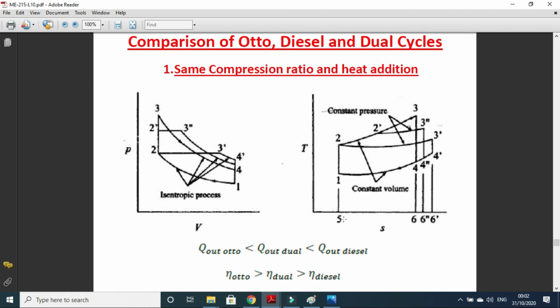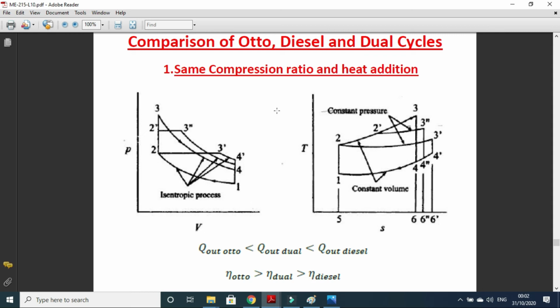So area under the process curve, like from 5 to 2, 2 to 3, 3 to 6, this is the heat addition for Otto cycle. 5 to 2, 2 to 3 dash, 3 dash to 4 dash, and 4 dash to 6 dash, this is the heat addition for the diesel cycle. 5 to 2, 2 to 2 double dash, 2 double dash to 3 double dash, 3 double dash to 4 double dash, and 4 double dash to 6 double dash, this is the heat addition for the dual cycle, and this area is same. So that is why it is given that the heat addition is same.